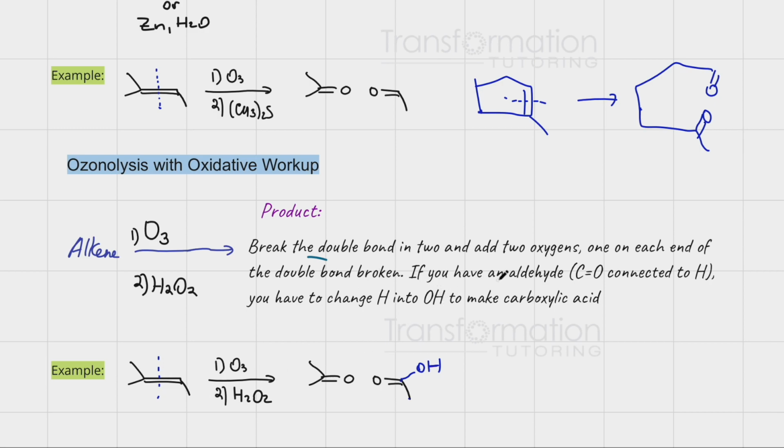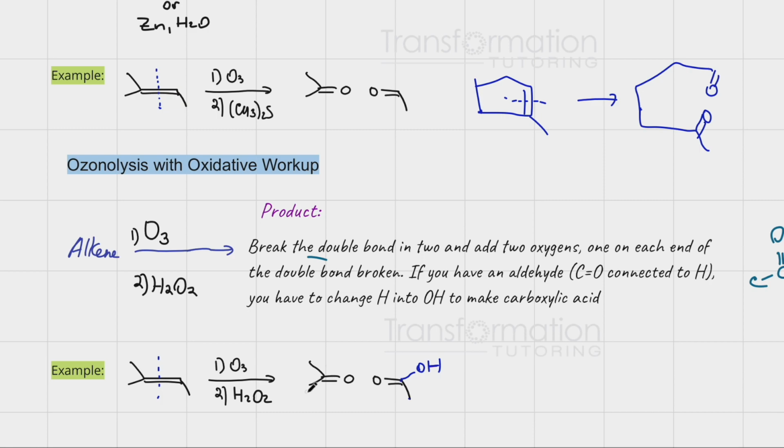But if we end up with an aldehyde, and an aldehyde is C double bond O in between a carbon and a hydrogen, so if we have a hydrogen, we have to change that hydrogen into OH to make a carboxylic acid. So here we add oxygen to each half, but this carbon used to have a hydrogen. We will change the hydrogen into the OH group, and we will make a carboxylic acid here.